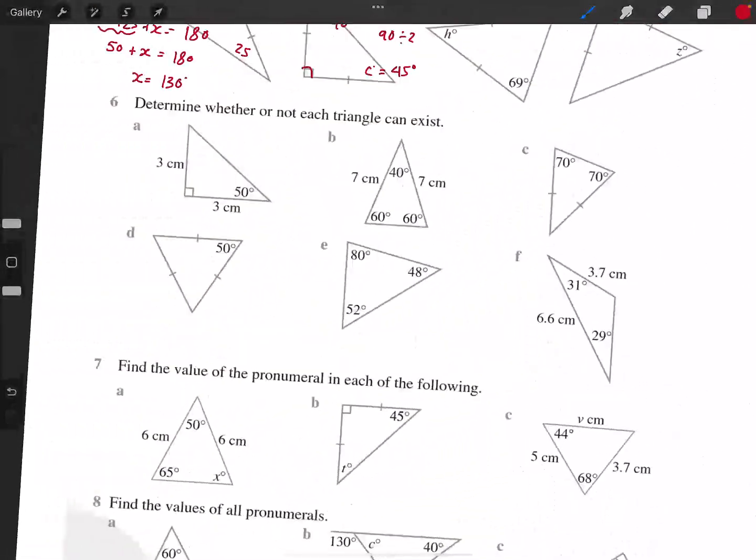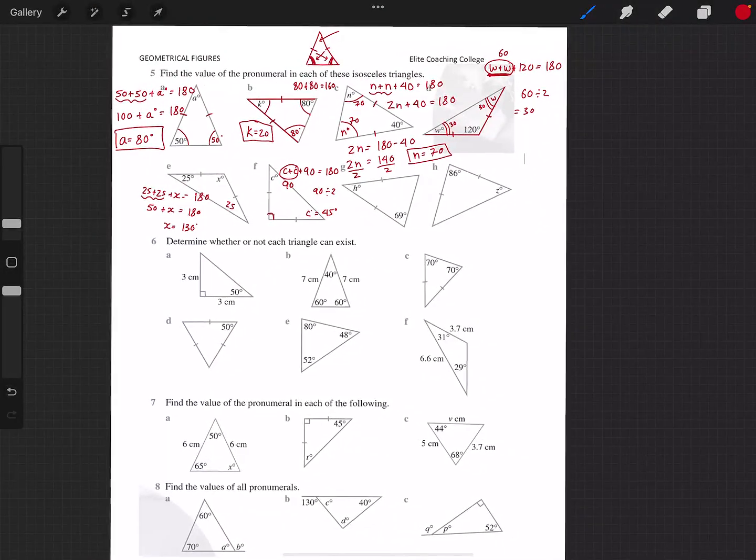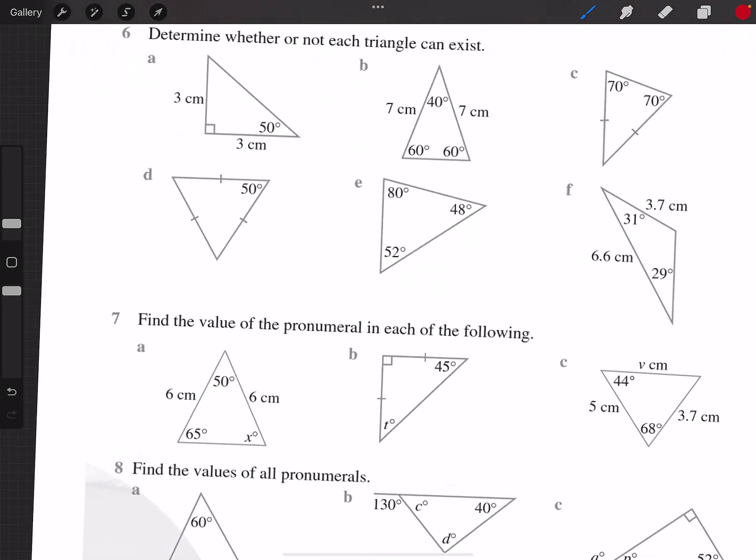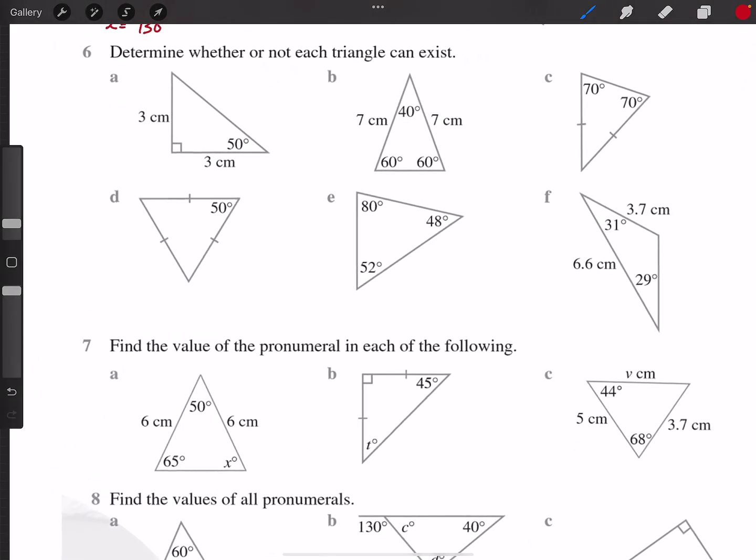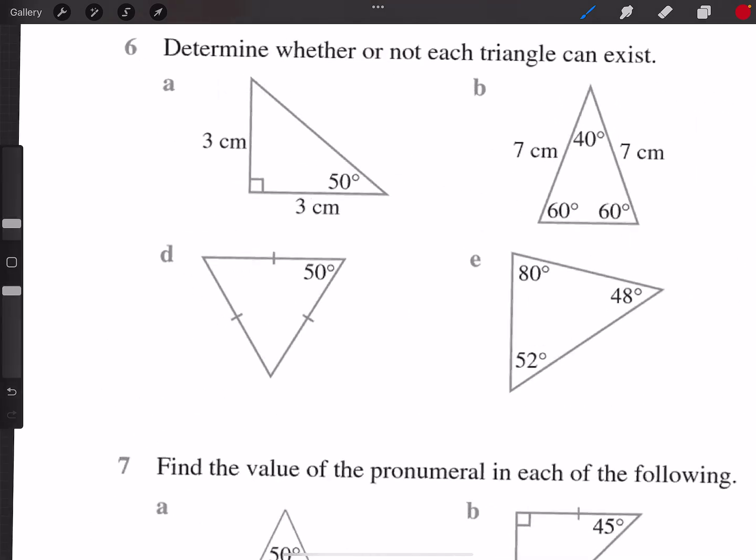Alright, you can see the pattern now, you know what to do now, okay? So I'm going to move on to question 6. It says determine whether or not each triangle can exist. Well, let's have a look.